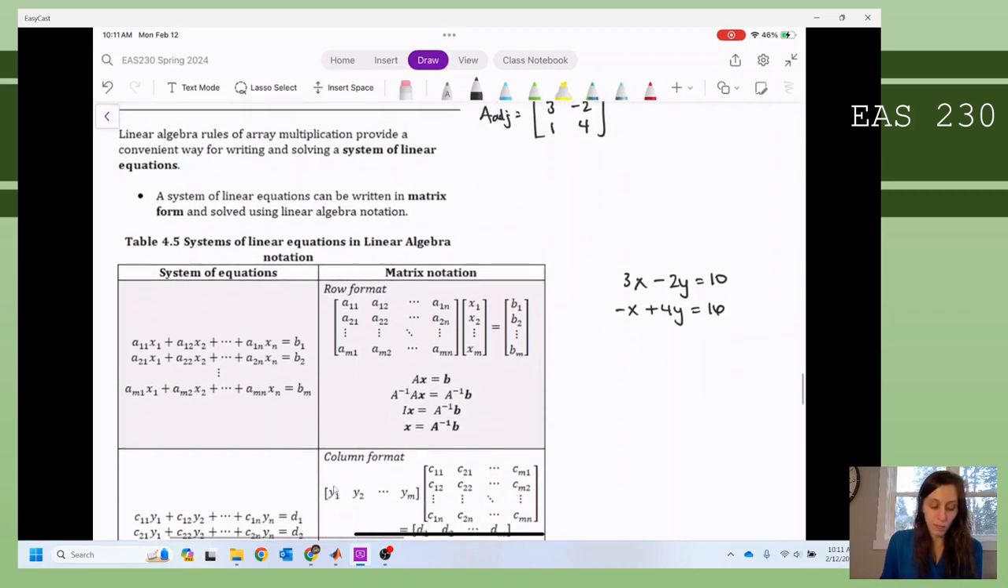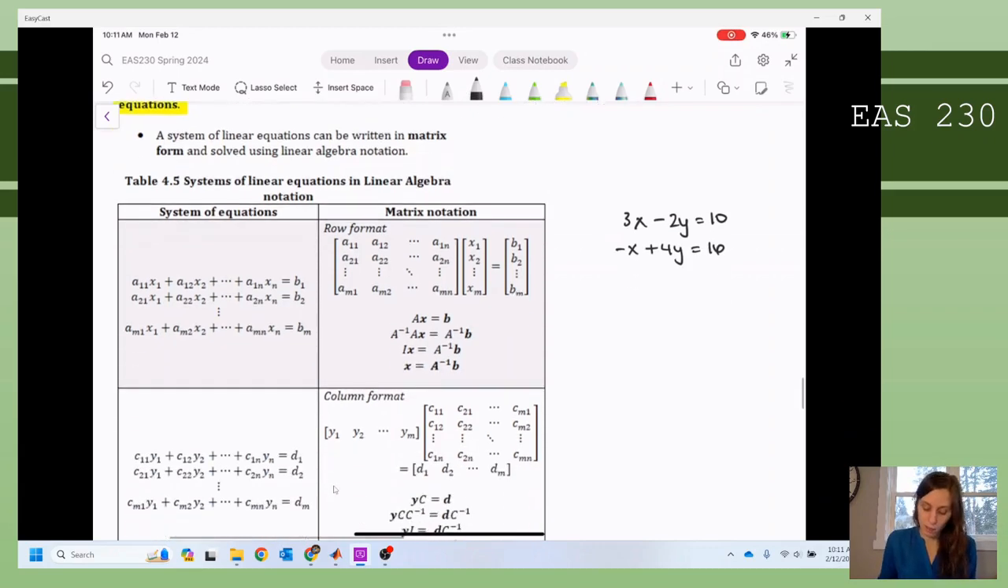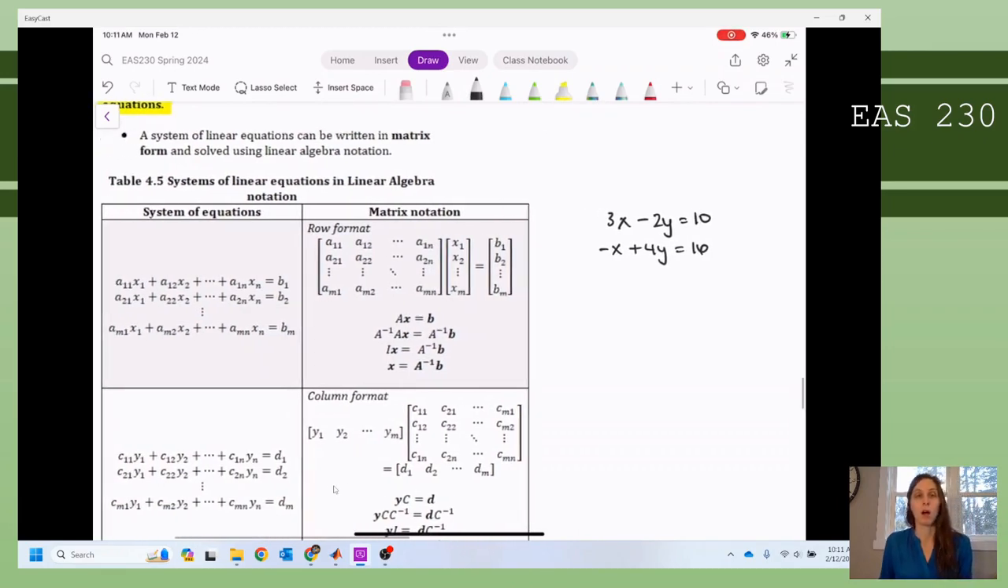The reason why we even care about doing all this is because our main application in this class is solving systems of linear equations. And it turns out linear algebra rules provide a really convenient way of writing and solving systems of linear equations. We've seen systems of linear equations for quite a while now in math. They look like this over here, where all of our unknowns are raised to a power of 1, and we have more than one unknown.